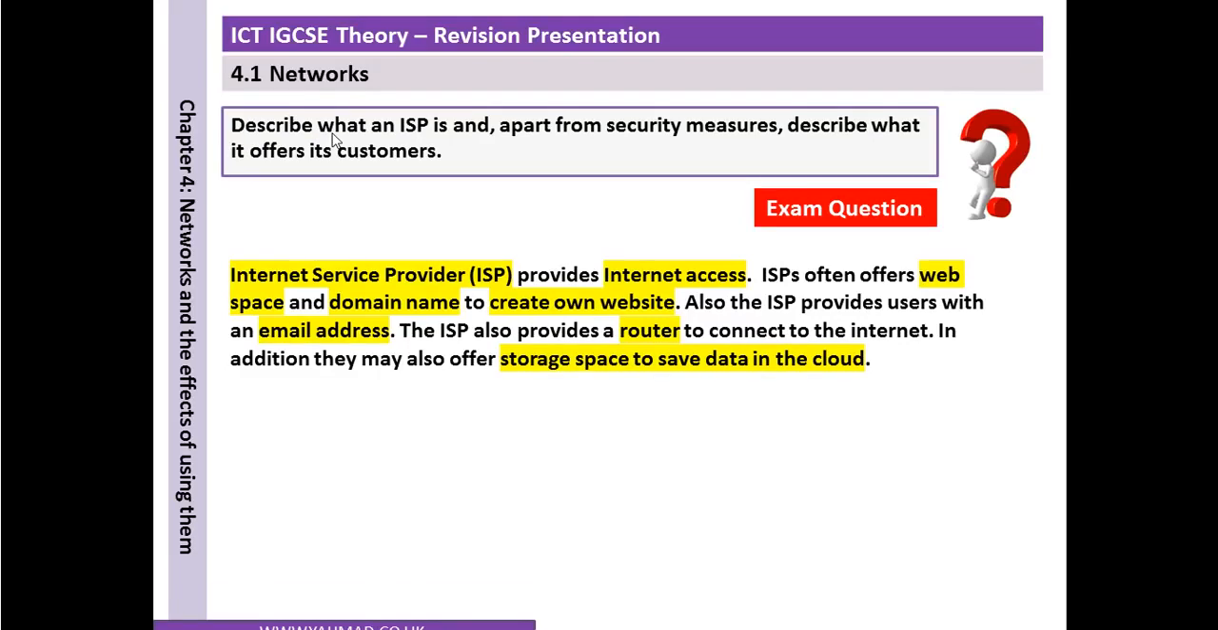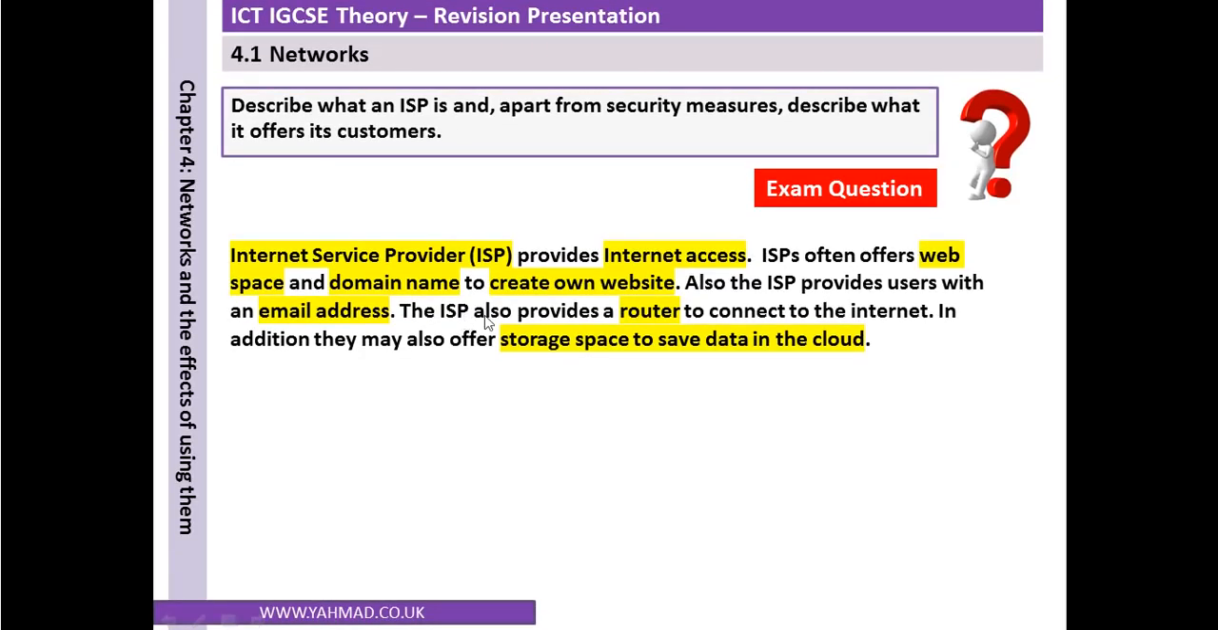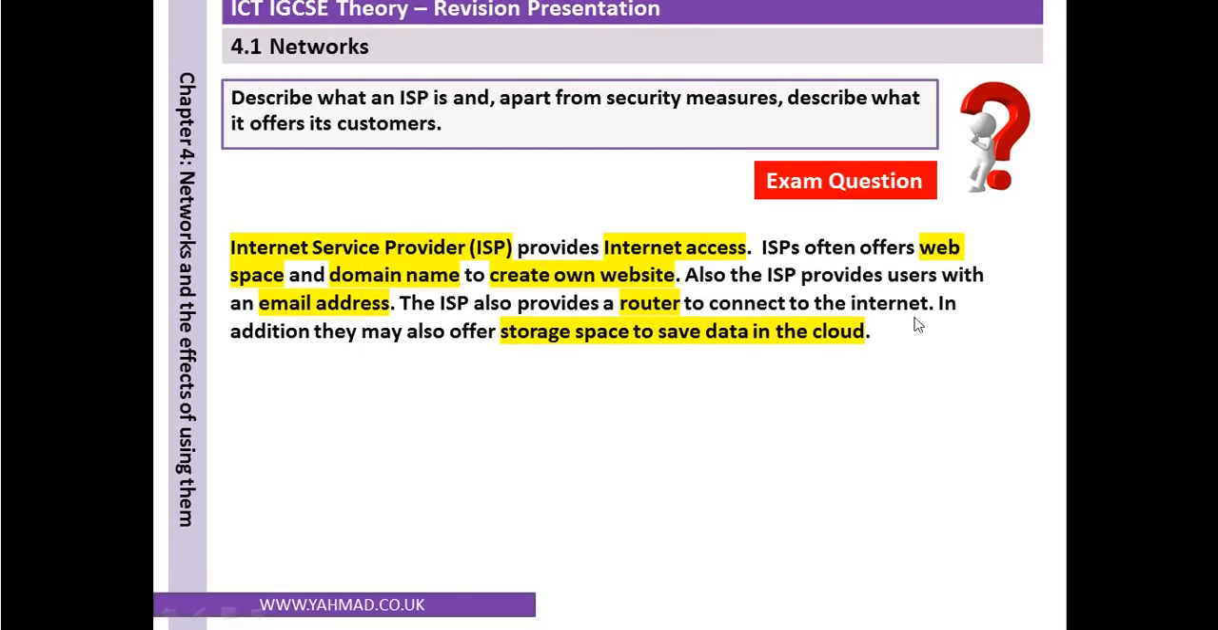Okay, exam question. Describe what an ISP is. Apart from security measures, describe what it offers its customers. So an internet service provider provides internet access. Internet service providers often offer web space and domain names to create your own websites. Also, the internet service provider provides the user with an email address. The ISP also provides a router to connect to the internet. In addition, they may also offer storage space to save data in the cloud.